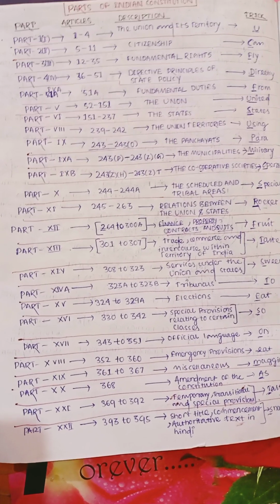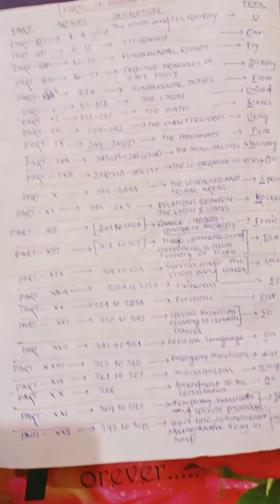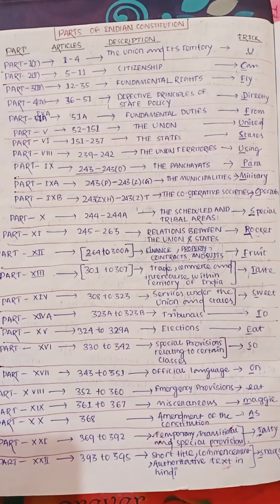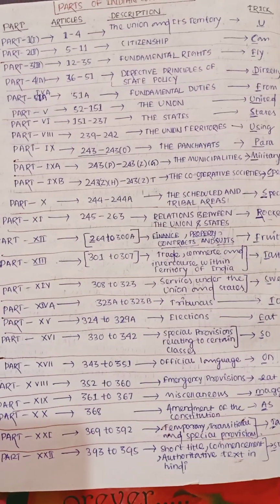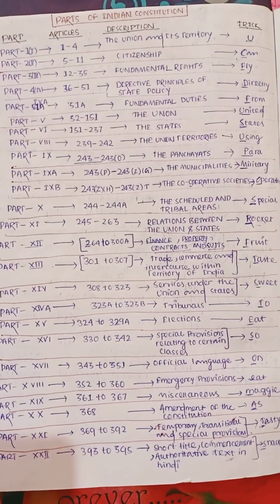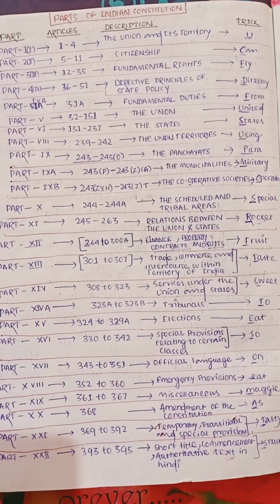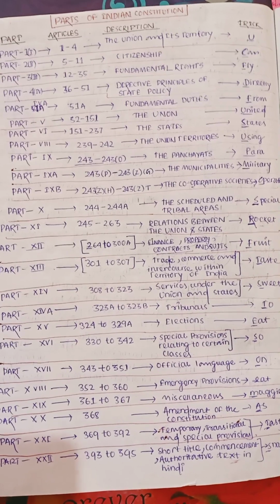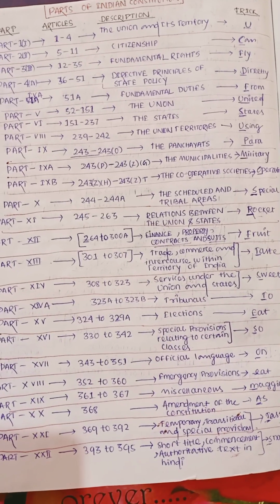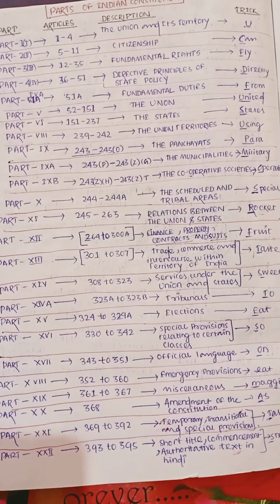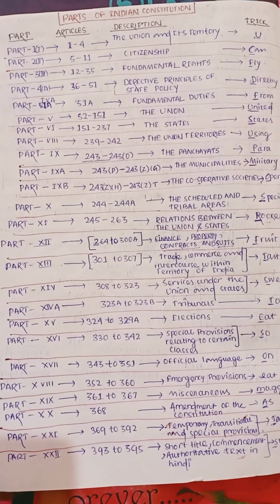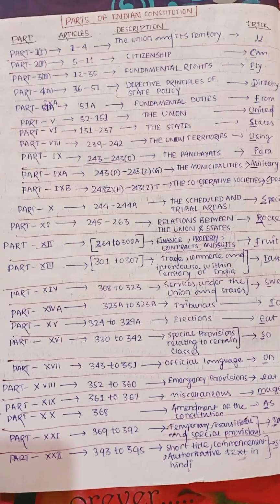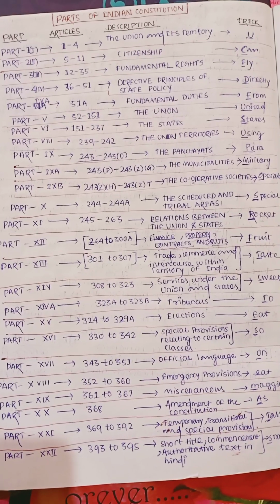So now we remember the tricks to remember the parts of Indian Constitution. In the Union Territory, you can remember U. In citizenship, the first letter C. A can, the trick was can. To remember fundamental rights, the trick was fly. Similarly in part 4, to remember directive principle of state policy, the trick is directly.